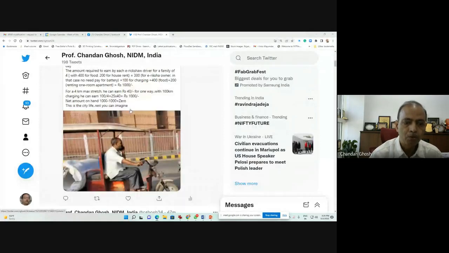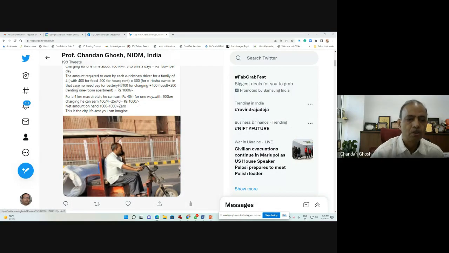Then come to the economics and other things. 400 plus 200, means if you say 300 for rent, then at least 100 rupees for charging every day, 400 for food, 200 for renting a one-room apartment. So it becomes 400, 400, 800 plus 200, 1,000 rupees.